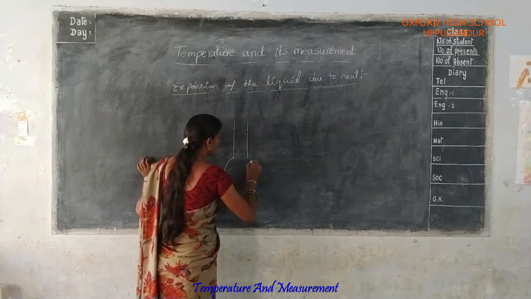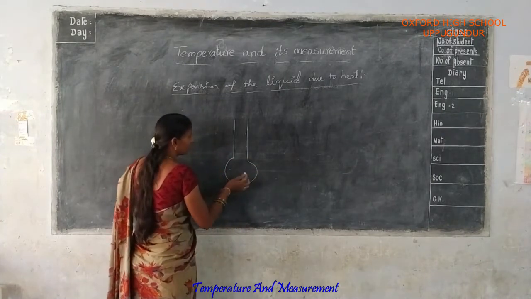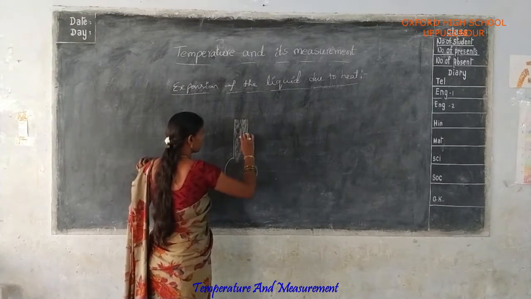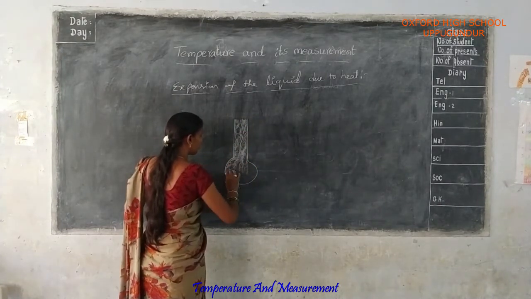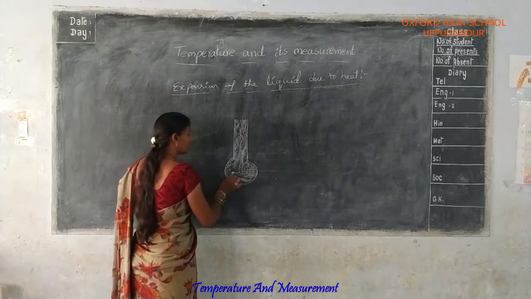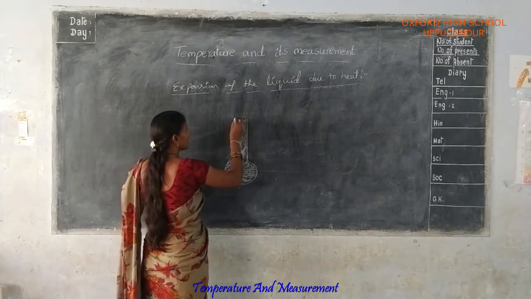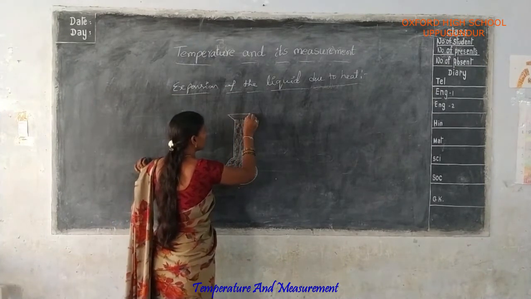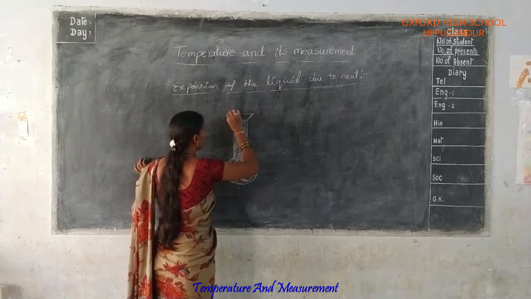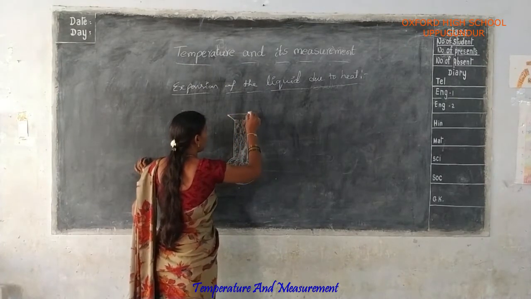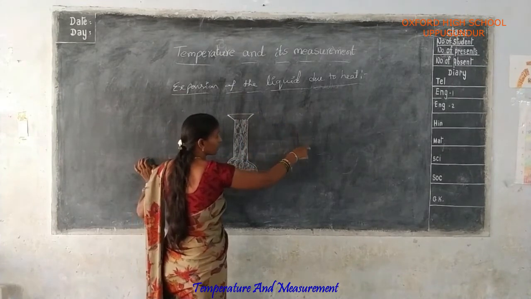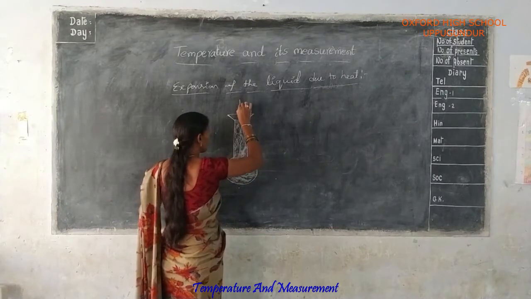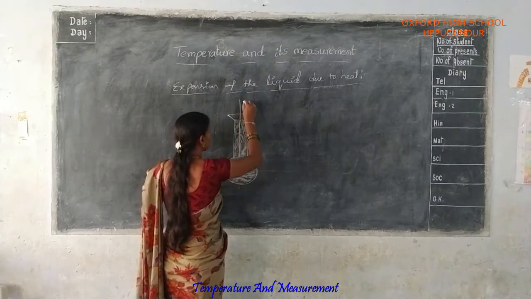Okay, and fill it with colored water. This is the colored water. And next, carefully close it using a rubber cap, and remember to fit one capillary tube. So here, arrange the one capillary tube.